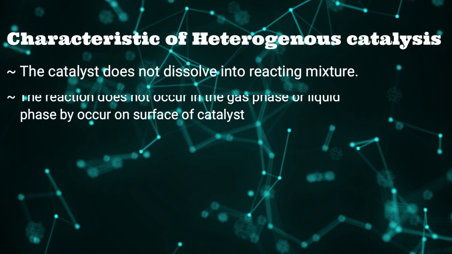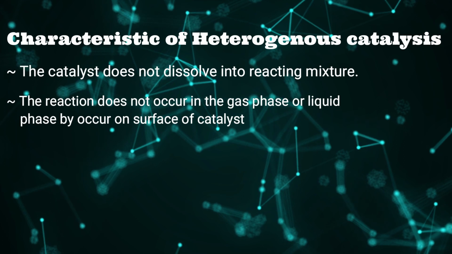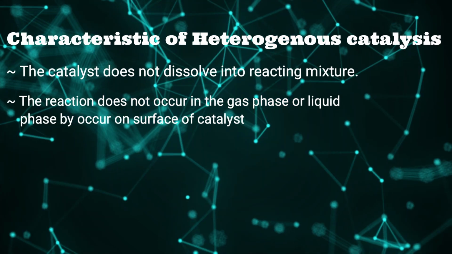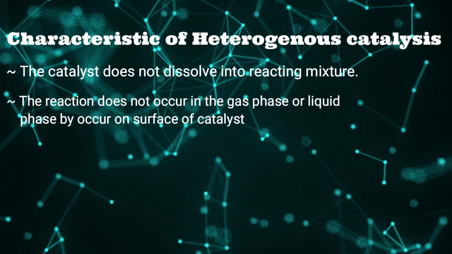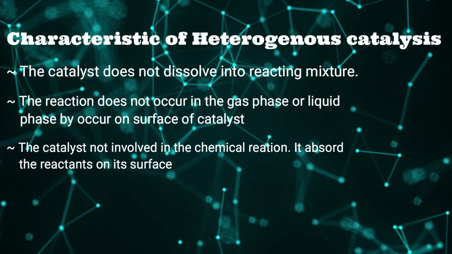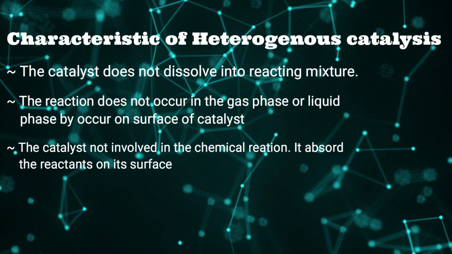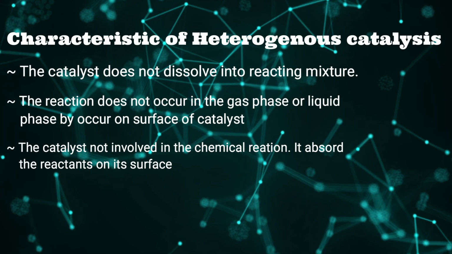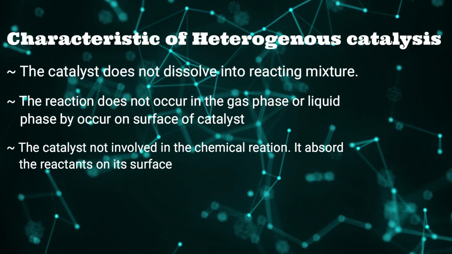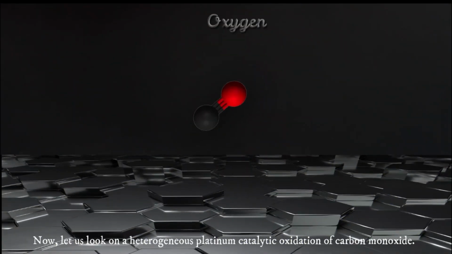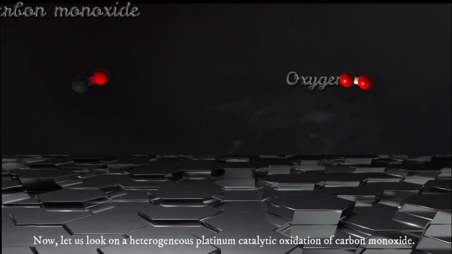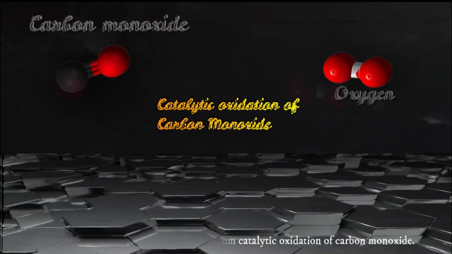The reaction does not occur in the gas phase or liquid phase, but on the surface of the catalyst. And last, the catalyst is not involved in the chemical reaction, but it adsorbs the reactants on its surface. Now, let's look at a heterogeneous platinum catalytic oxidation of carbon monoxide.